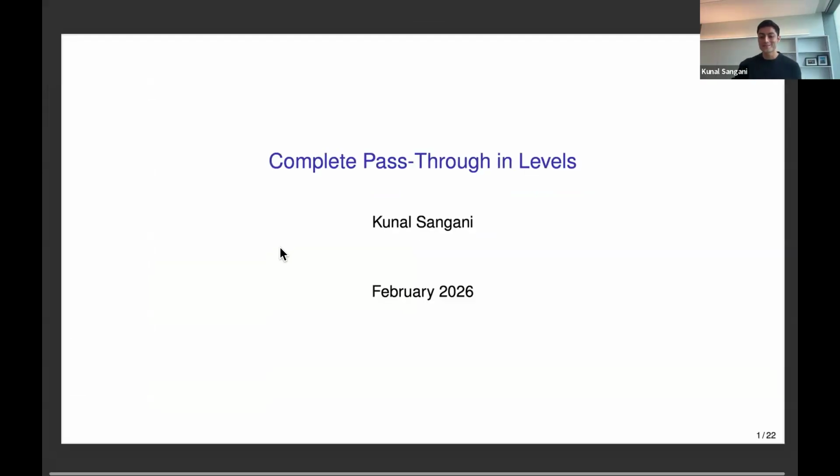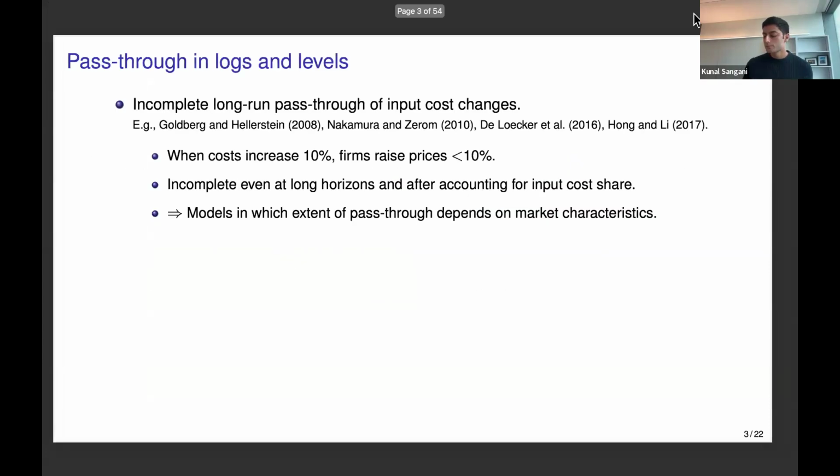So I'm going to talk with you about pass-through today. I'm also going to present some Nielsen data. So, pass-through is an important statistic for a number of economic phenomena because it determines the incidence of upstream shocks like exchange rate movements or supply shocks or taxes and tariffs on downstream producers and consumers.